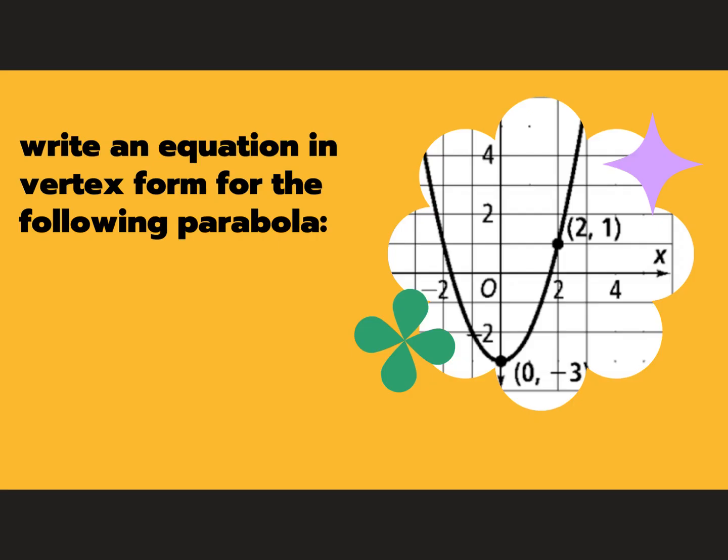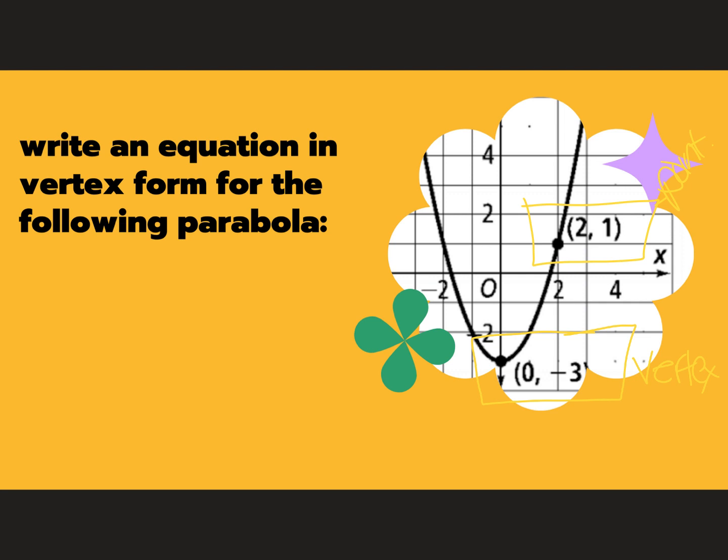This next problem, I'm asked to write an equation in vertex form, but this time I'm given the parabola, and I see my points. So here, let's identify what I have. I have my vertex, this is my vertex. This here is just my point. And I can go ahead and put it into my formula to write my equation.